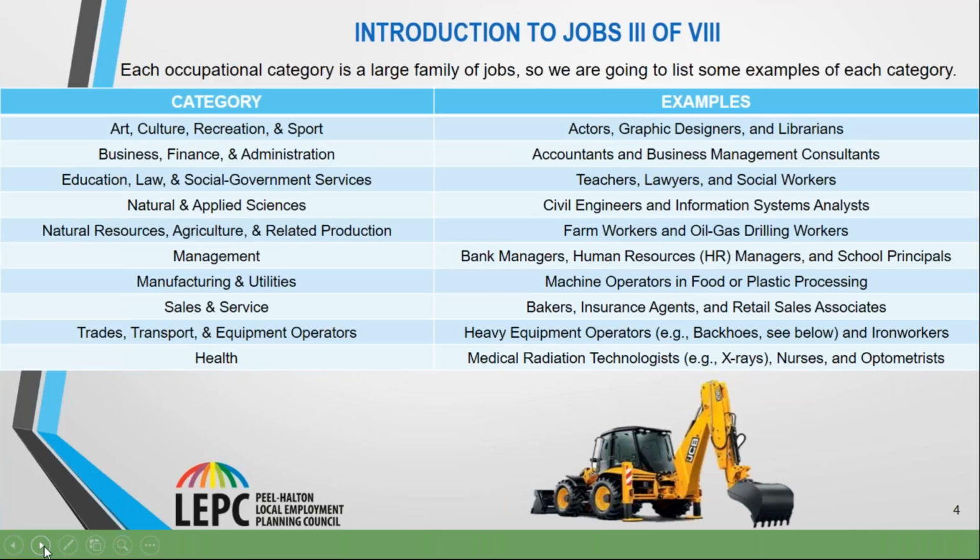Here we see how jobs are categorized based on NOC. For example, accountants and business management consultants are the subcategories of business, finance, and administration occupations. And bakers and insurance agents are under the sales and service category, while civil engineers and information system analysts are the subcategories of natural and applied sciences. Besides these jobs, we have some roles, such as bank managers or human resource, or HR, managers, that are under the management category. Now that we have learned about occupational categories and subcategories, let's look at the job data and trends.